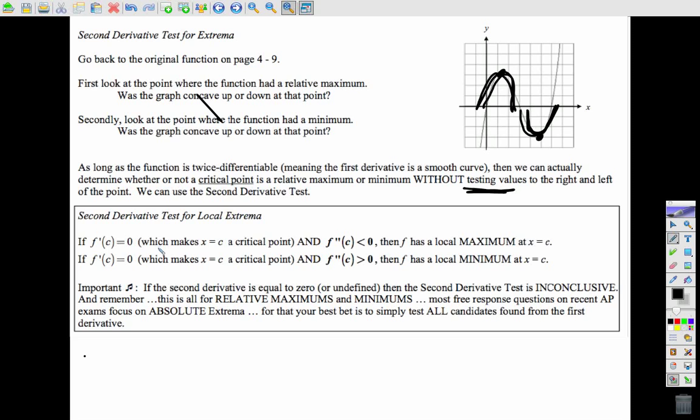The second derivative test says if f prime of c equals 0, if the first derivative equals 0 at some point, and that makes x equals c a critical point because the derivative equals 0, and if the second derivative is less than 0, then f has a local maximum at x equals c. Okay, that's what happened right here at the top. That is what happened right here in red.